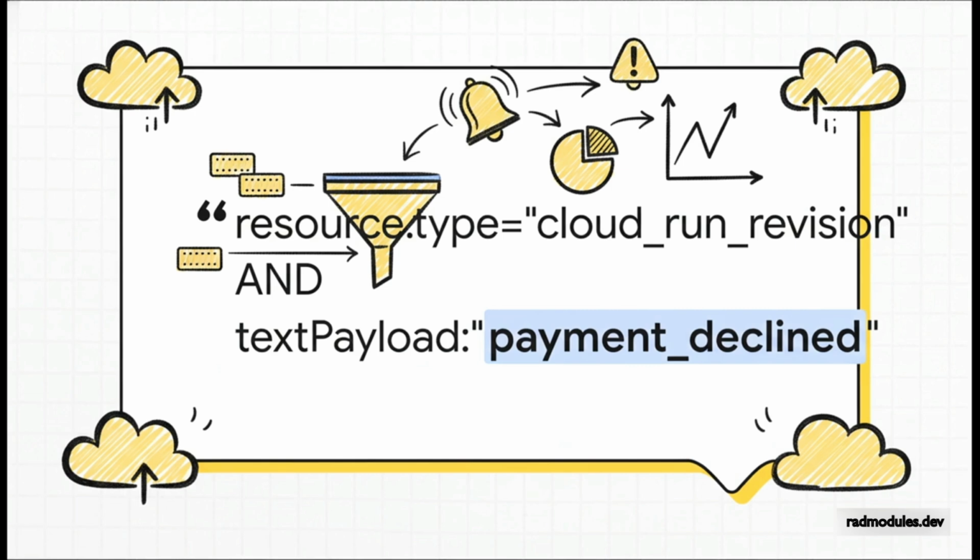Take a look at this query. This is a filter for what's called a log-based metric. It's basically telling the system, hey, every single time you see a log from Cloud Run that says payment declined, count it. Just like that, you've turned a boring text log into a real trackable metric that you can graph, dashboard, and, most importantly, alert on.